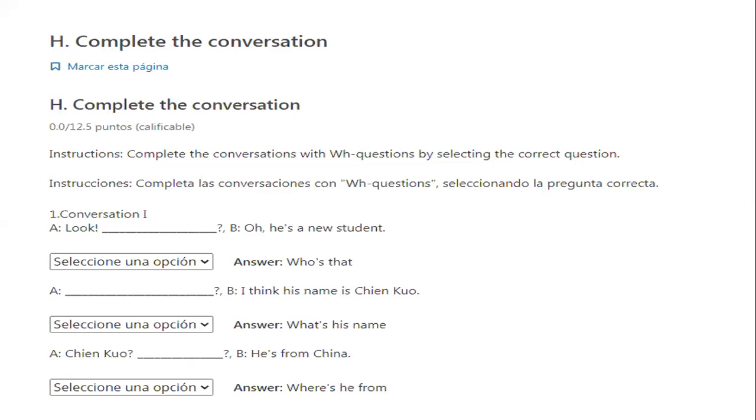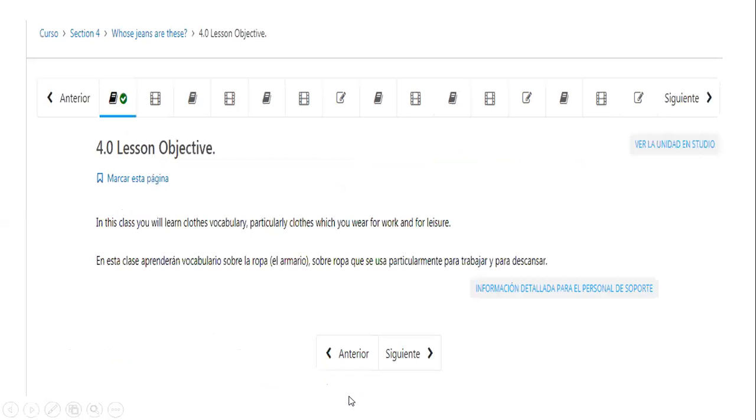And so on. We have several WH words, but here we are using, for example, look. Oh, she's a new student. So the right answer is, who's that? De, ¿quién es este? Then, I think his name is Chien Kuo. Entonces, lo que por lógica preguntó es, what's his name? Chien Kuo. Luego dice, he's from China. Entonces, la pregunta más lógica es, where's he from? ¿De dónde es él? And then we finish, and that's it.